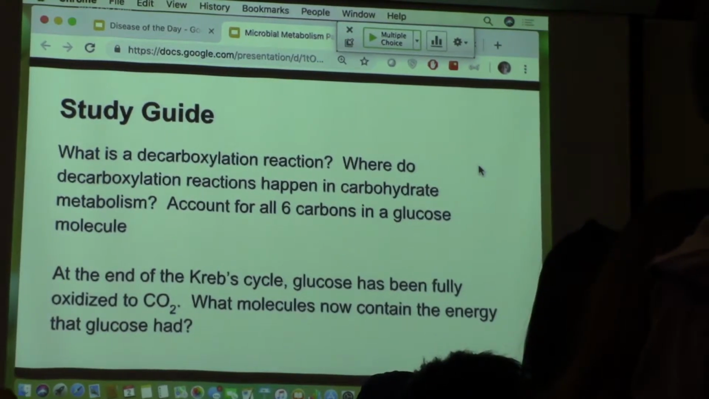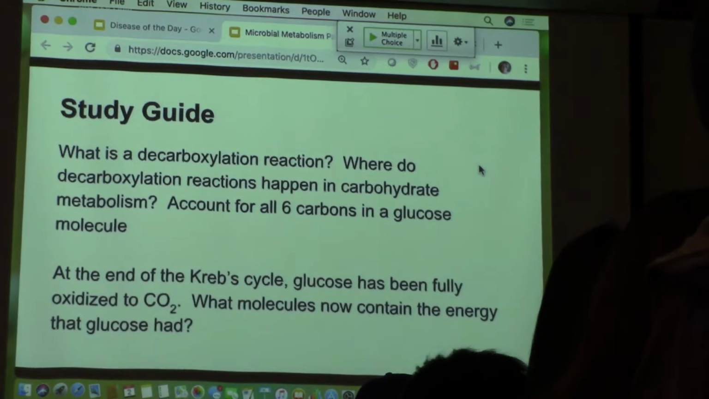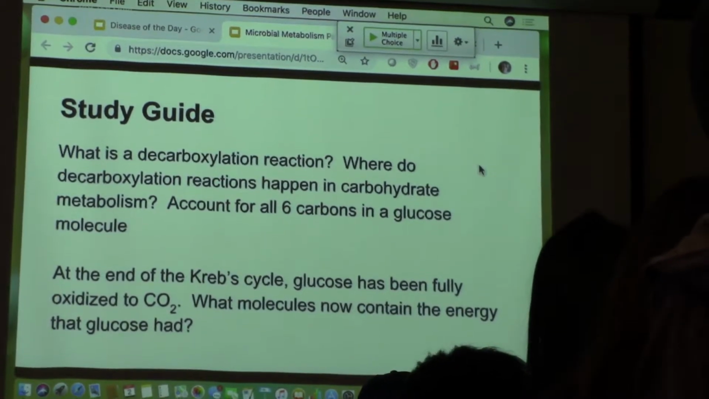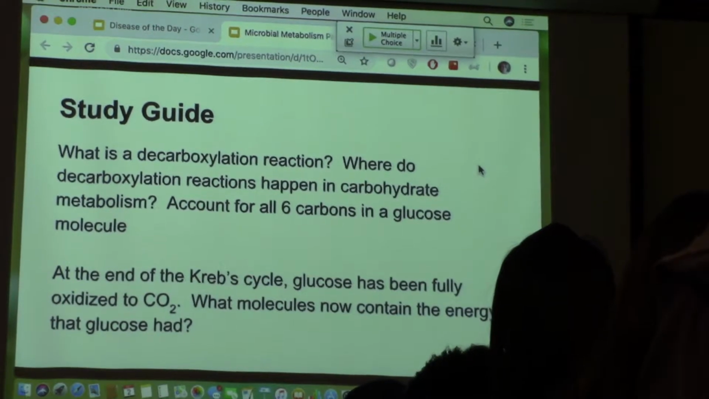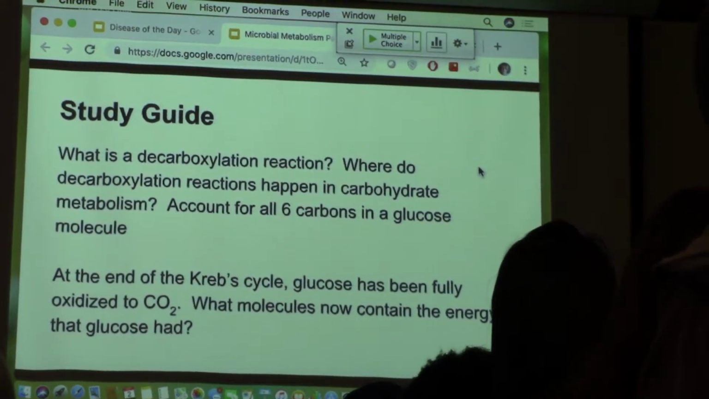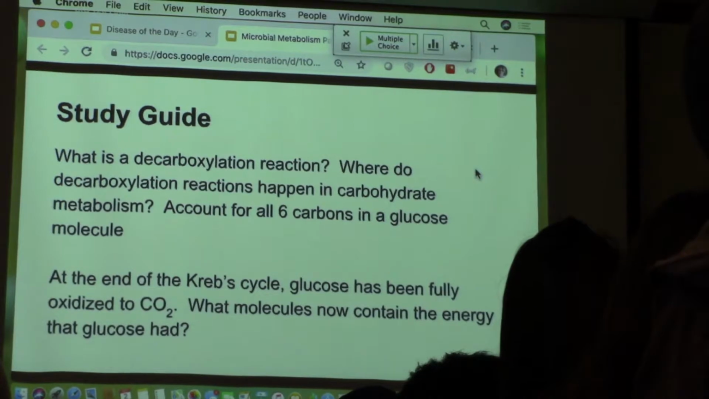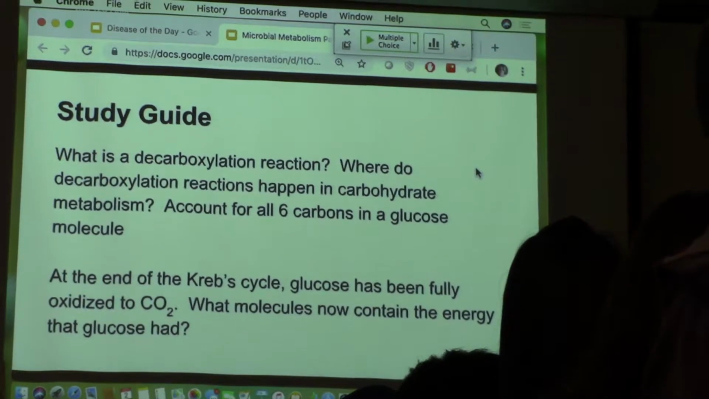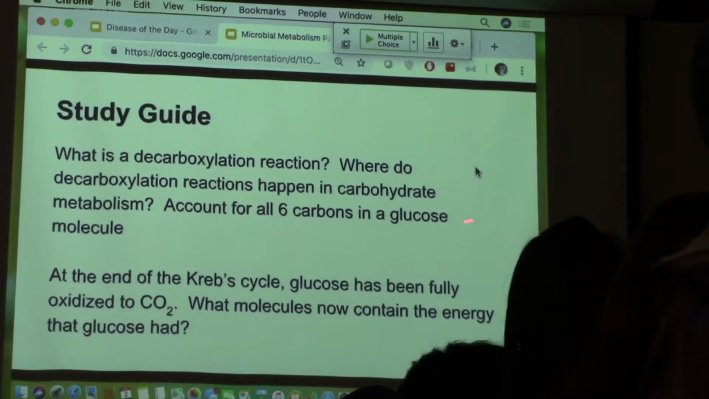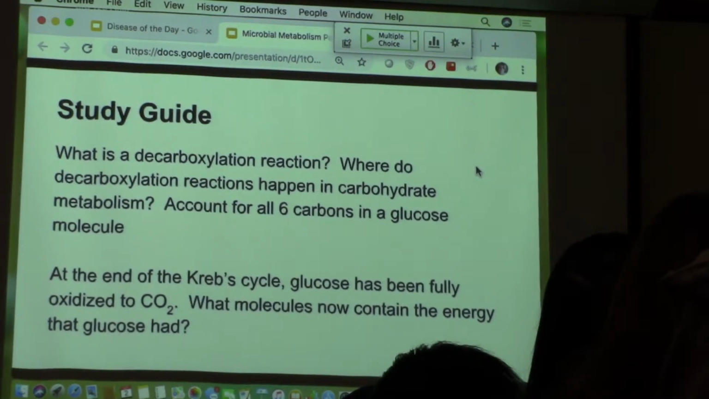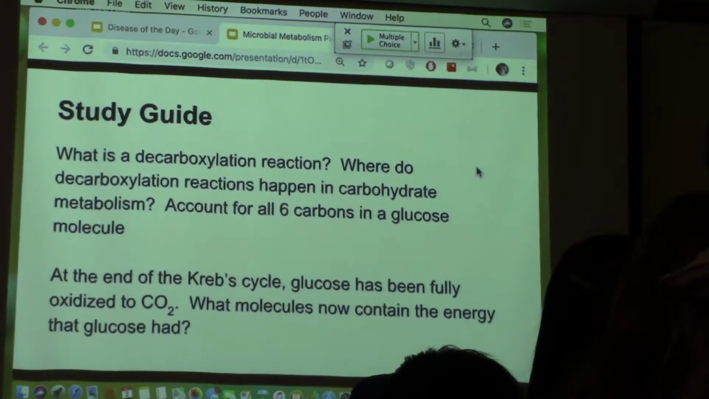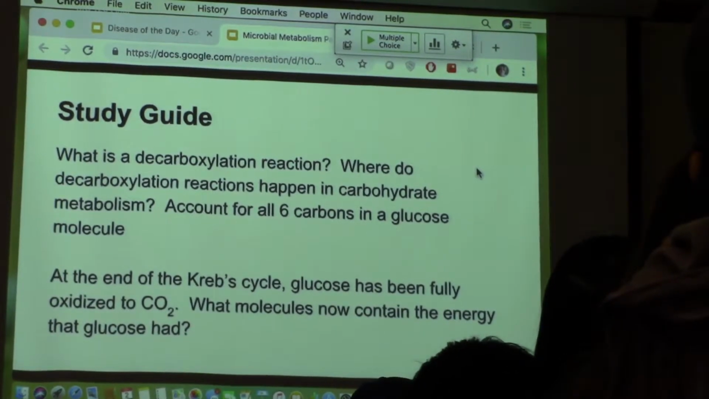So the first question says, what is a decarboxylation reaction? When we talk about decarboxylation, what's happening? I hear taking off of a carbon as CO2. So decarboxylation is when you lose a carbon as a CO2. And this is where do decarboxylations happen in carbohydrate metabolism? Account for all 6 carbons in glucose.